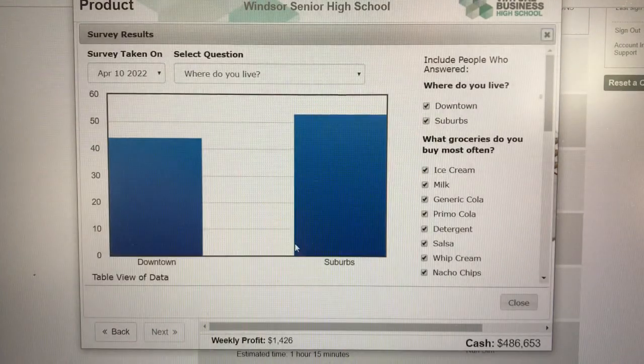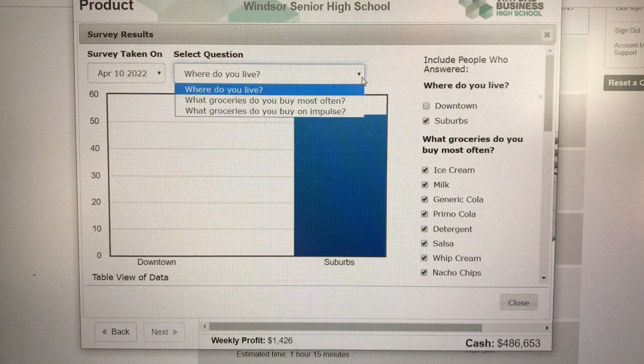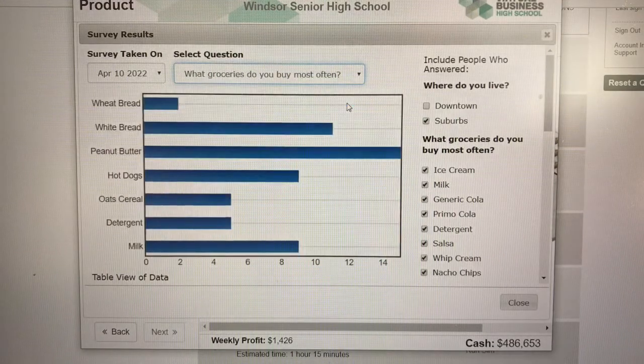So I hit OK. I find out that most of the people I've surveyed live in the suburbs. So I'm going to uncheck downtown. I don't want to know what they like. I just want to know what the suburb people like. That's who I'm going to focus my business on. What groceries do they buy most often?